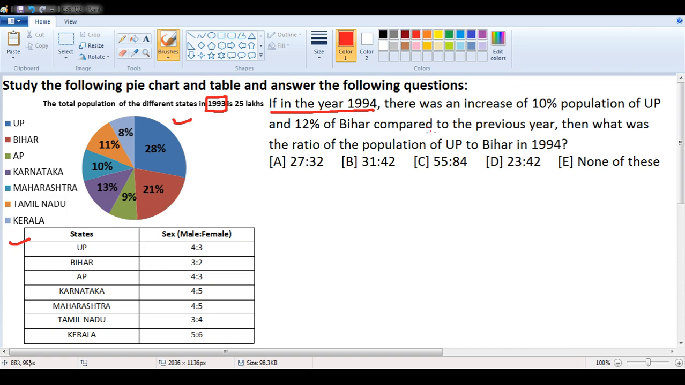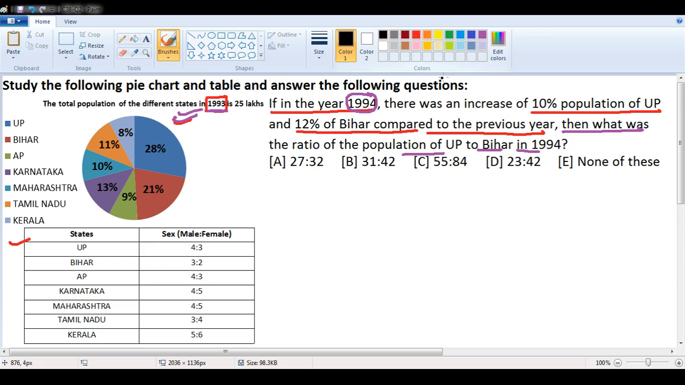If in the year 1994 there was an increase of 10 percentage in the population of UP and 12 percentage of Bihar compared to the previous year, that means in 1994 they are comparing with the previous year 1993. Yes, I am happy that I know all the information from 1993 from the graph and table, right? Then what was the ratio of population of UP to Bihar in 1994? Now see here.